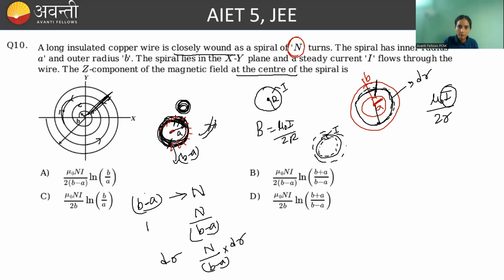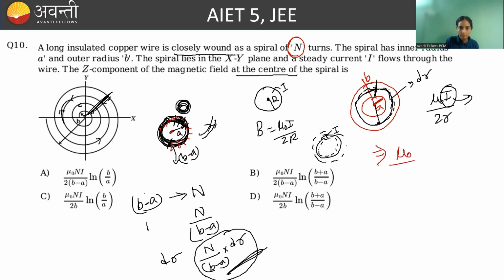So this is the number of turns in this element, and each turn has current I flowing through it. So the current in this element will be I into this number of turns. In the formula we have done this before: if there are N turns of the same radius, the magnetic field will be N into mu naught I by 2R. But here the turns are of different radii, so we need to go with integration.